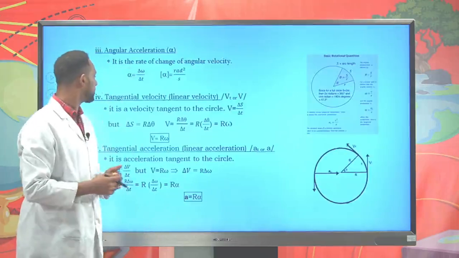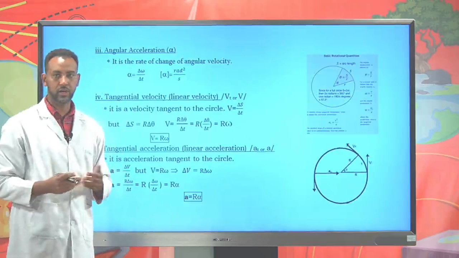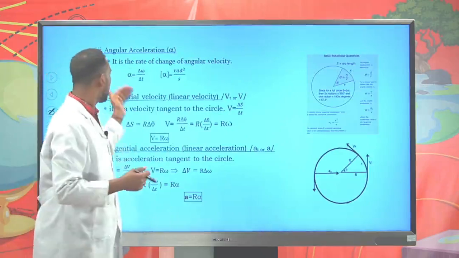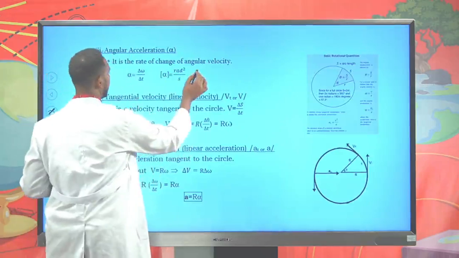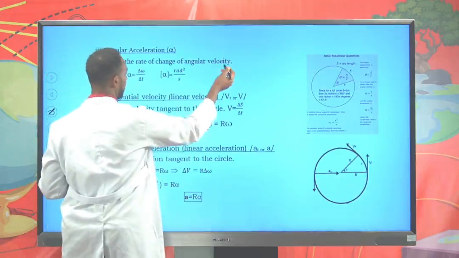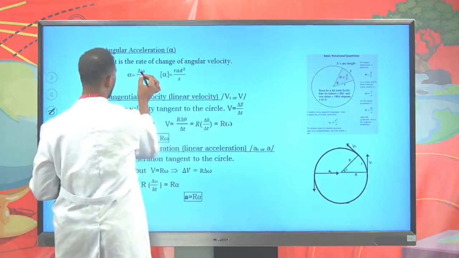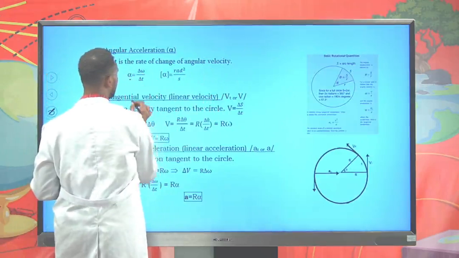And we also have the so-called angular acceleration. Angular acceleration is generally defined as the rate of change of angular velocity. So the change in angular velocity over time t gives us the angular acceleration.